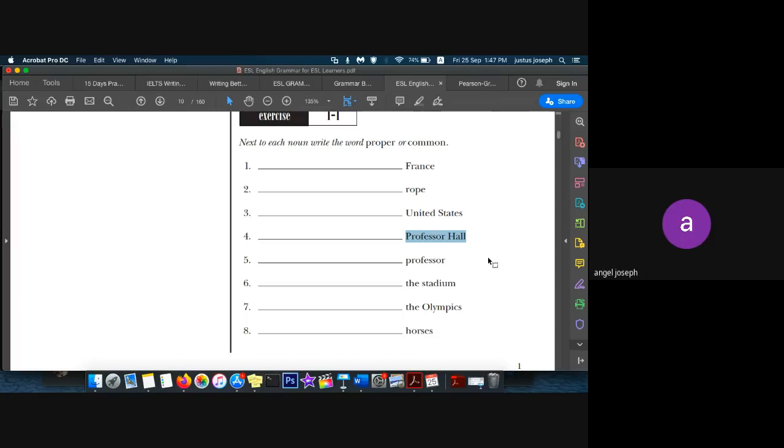Professor, what if it's a name? Yes, it's a very common doubt. Why do you think it's a common noun? Because there's no specific name. You're thinking about a professor's hall, a hall which belongs to a professor, right? You're thinking something like that. Or is it something else?